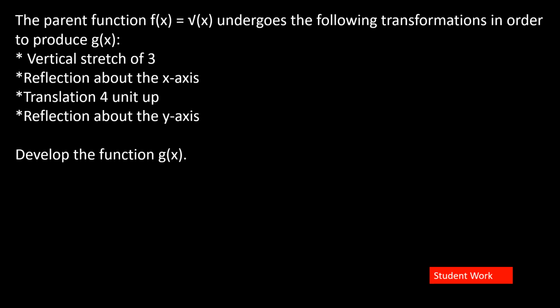You guys have the same setup. It is a radical of x. We will have a vertical stretch of 3, a reflection about the x-axis, a translation of 4 units up, and a reflection about the y-axis. Follow the same steps, get that practice going in there, and you guys should be set. If you have any questions, send me a message on Teams.